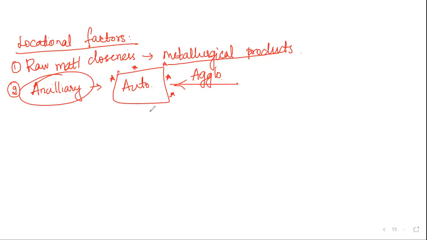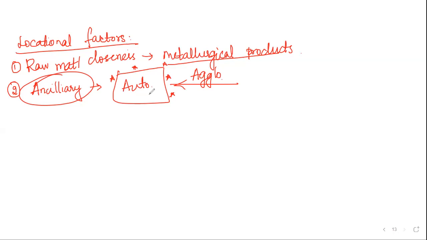If there is an ancillary industry, like a tire manufacturing unit or an electronics manufacturing unit, located nearby, then it's good, then you can situate your automobile sector in that place. It's good. But even otherwise, the opposite will also happen.